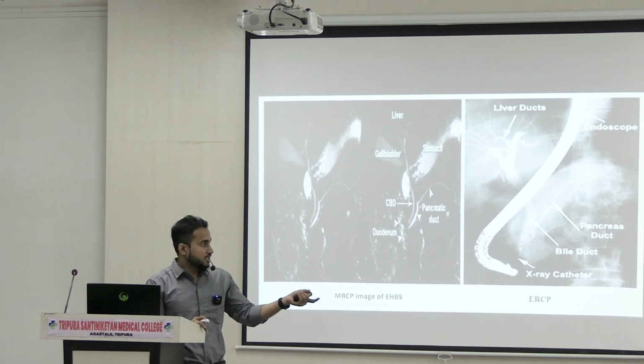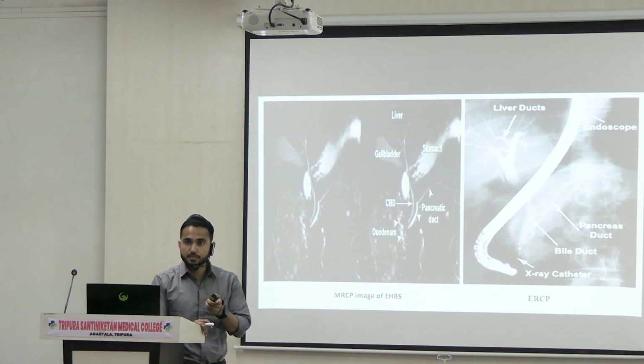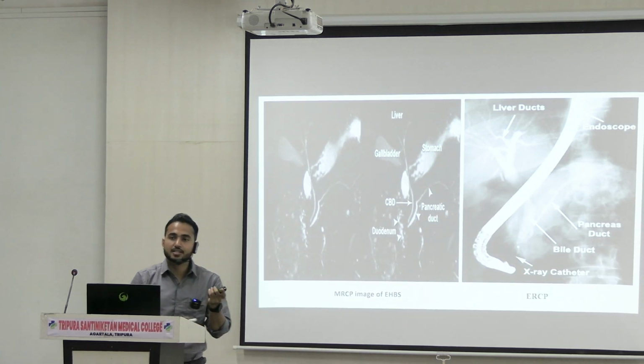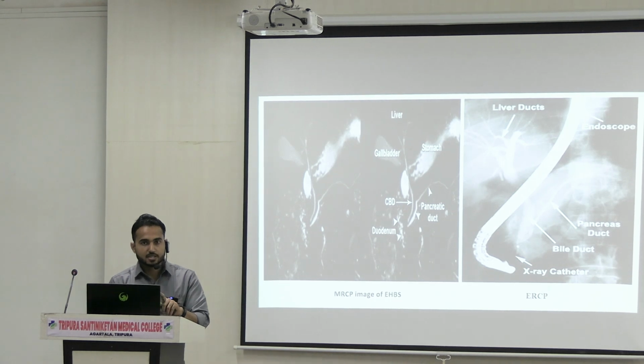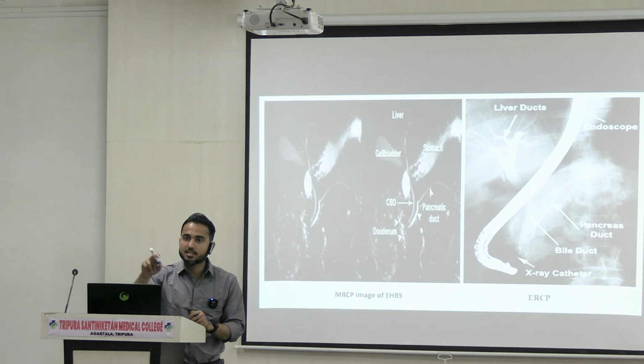Okay. In cholecystography, you can only see the extrahepatic biliary system. You can't see the pancreatic duct. But with the help of MRCP, means with the help of MRI, you can see the extrahepatic biliary system, and along with that, you can see the pancreatic duct also. That's why it is called MRCP.